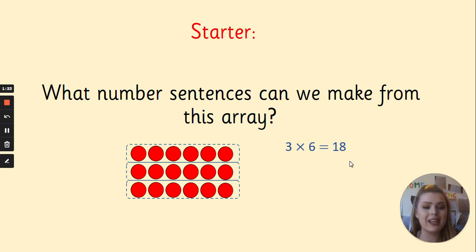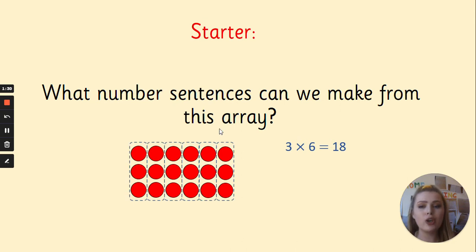Altogether, that's 18. But I could look at this another way. I could see it as columns going down. I could count it as 1, 2, 3. That is a column of 3. And how many lots of that 3 do I have? I have 1, 2, 3, 4, 5, 6 lots of that 3. So I could change that multiplication around and write 6 times 3, 6 lots of 3, which is still going to give us our same total, remember, of 18, because it's still that same picture.